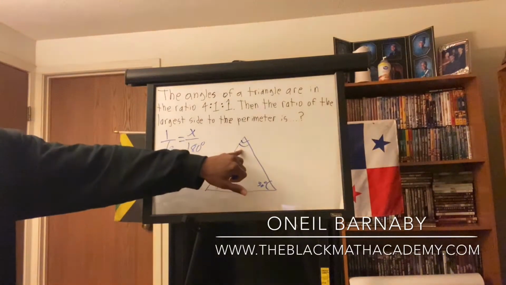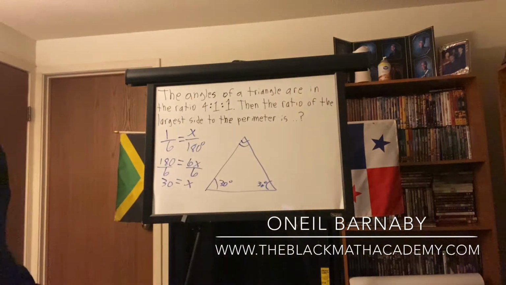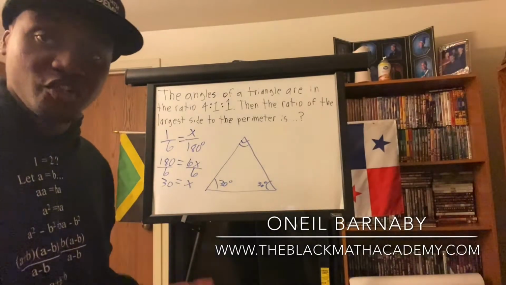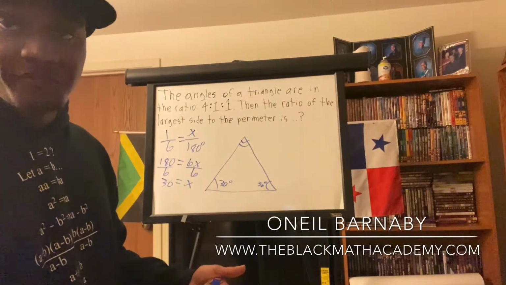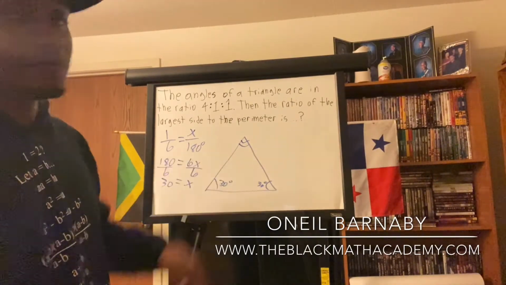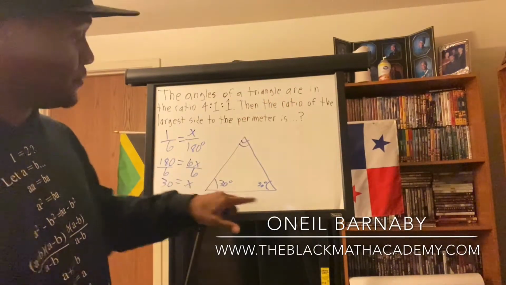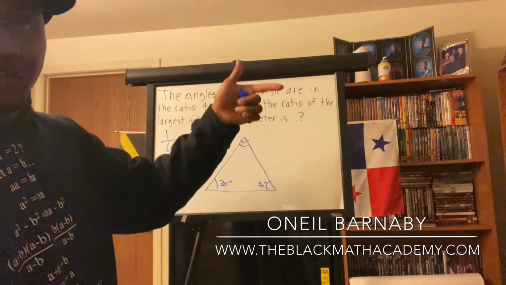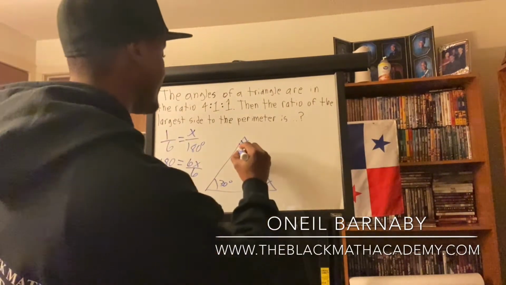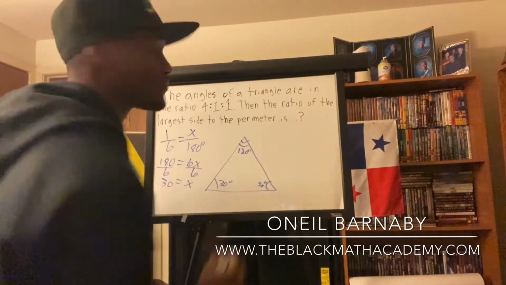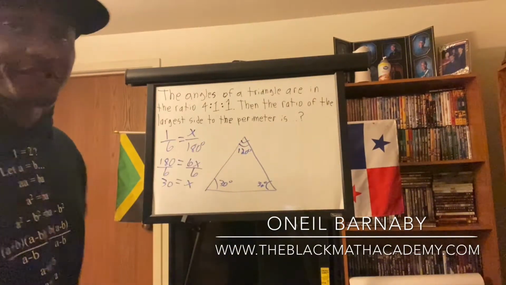Now the top angle, we don't know, but we can figure it out because we know that the sum of the angles of any triangle is 180. So 30 plus 30 is 60. To get the missing value, we take the sum and subtract it from the values that we already know. So 180 minus 60, which is 120. The top angle is 120 degrees.